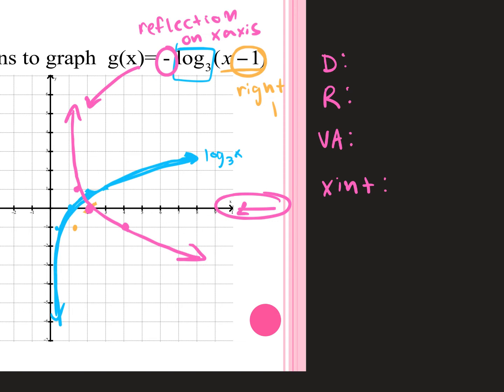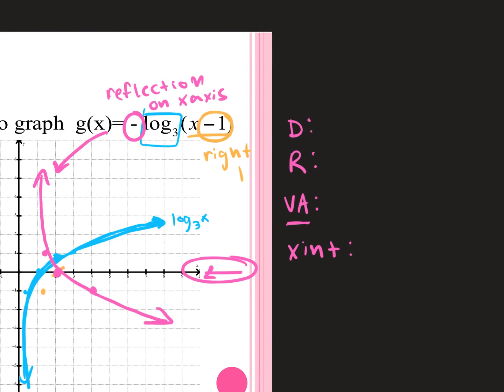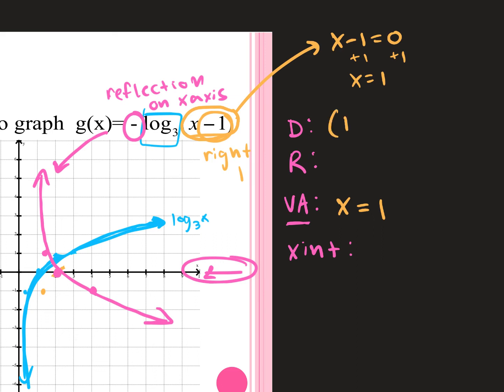So to find the domain, we want to find the vertical asymptote first. To find the vertical asymptote, we set whatever's inside the parentheses equal to 0. So x minus 1 is equal to 0. Add 1 to both sides, so x is equal to 1. So our vertical asymptote is x is equal to 1. It is a vertical line, so it has to be x equals, don't forget. And then the domain goes from 1 to infinity.